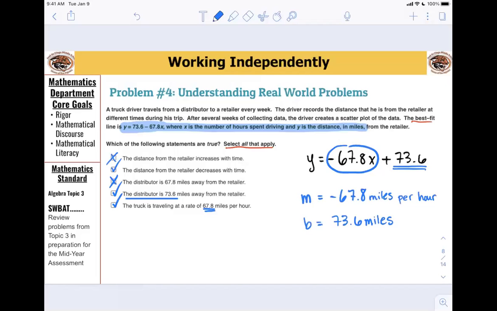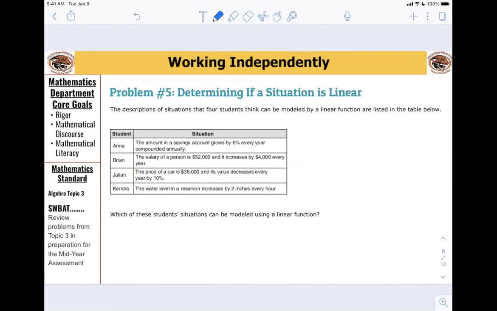Questions on number 4? Awesome. All right, number 5. Another kind of word scenario. This will definitely come back for the mid-year, so let's just review this, because we did this on one day and then we didn't review it after that.